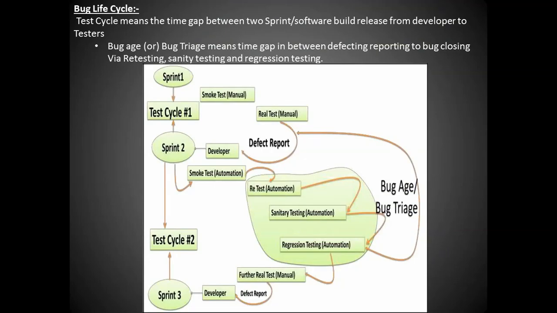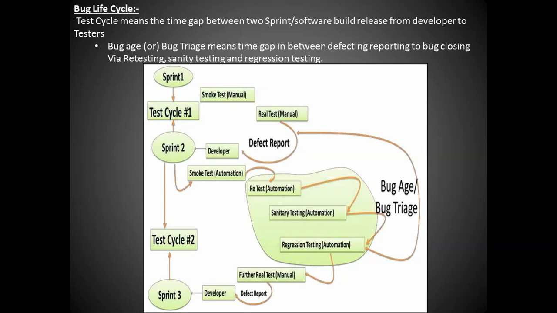Here is the bug life cycle. The test cycle means the time gap between the two sprints, the release from the developers to the testers. What is meant by bug age or bug triage? It means the gap between the defect reporting and the bug closing via retesting, sanity testing, and regression testing. That is called bug age or bug triage. We can see it very clearly in the diagram.